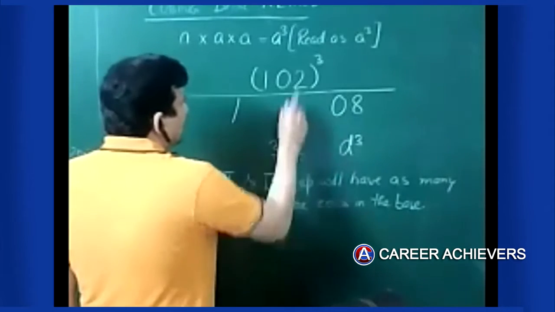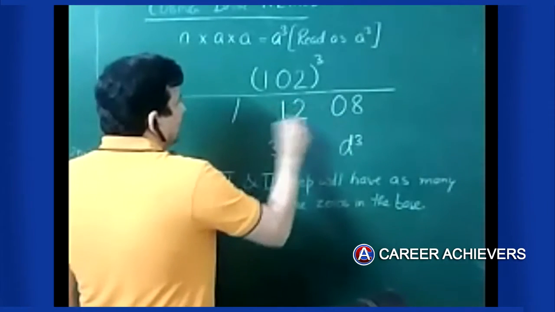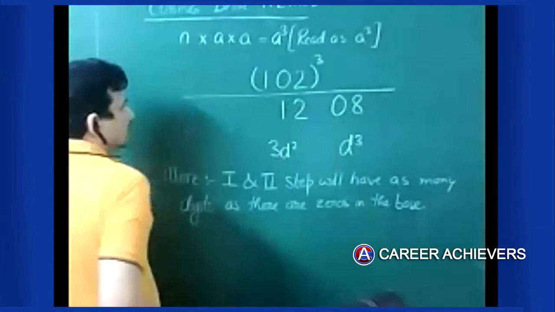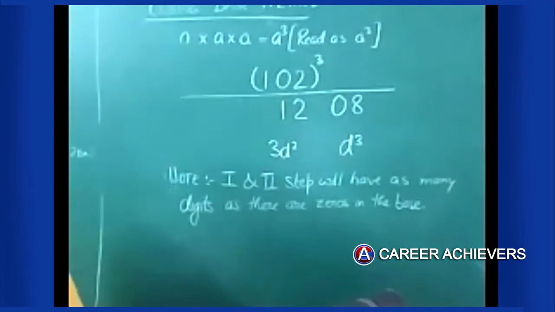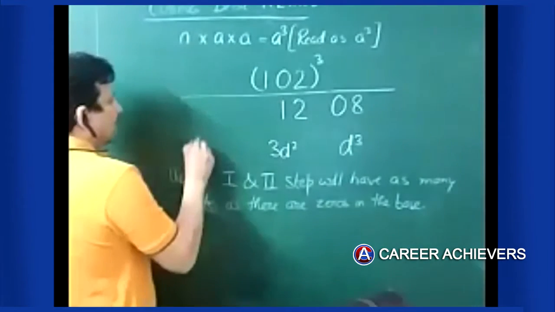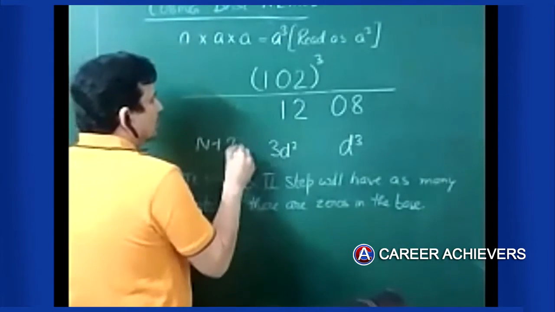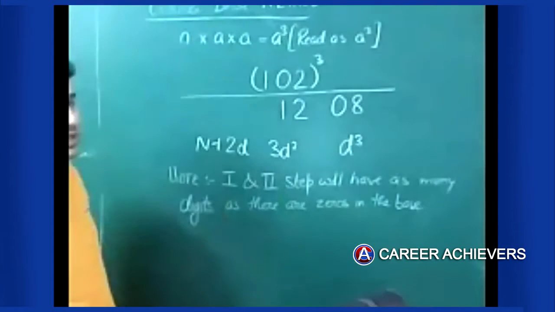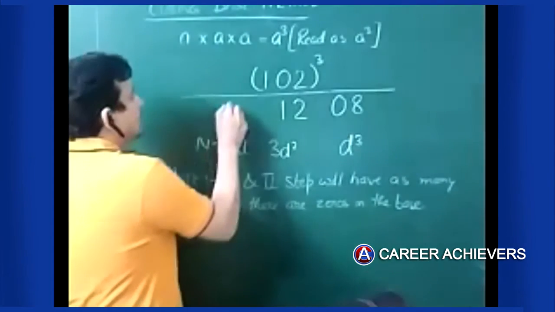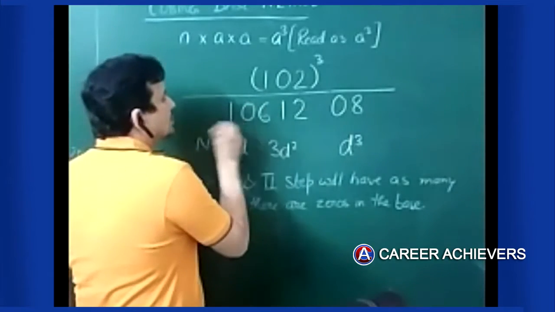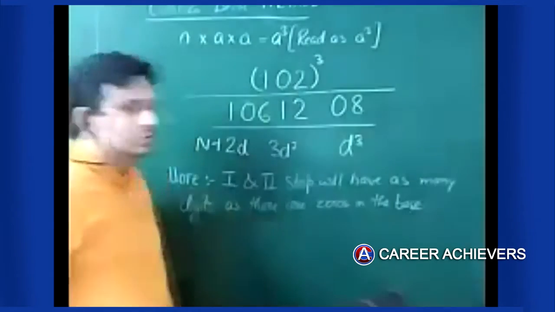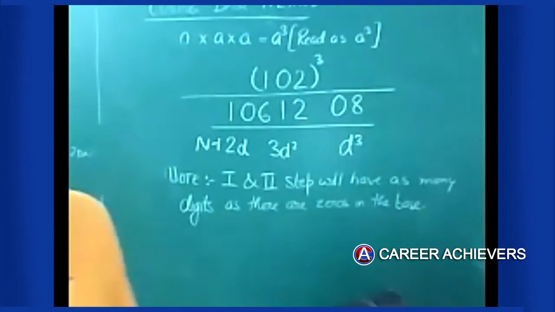The second is 3d square. d square is 4 and 4 times 3 is 12. So this is okay. And the third step says number plus 2d. So number is 102 and 2d is 4. 102 plus 4 is 106. So the answer is 1061208.